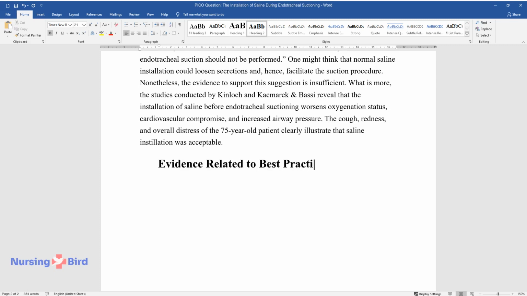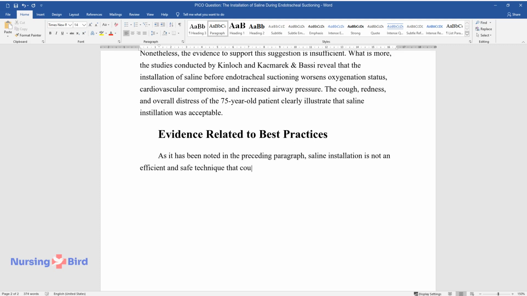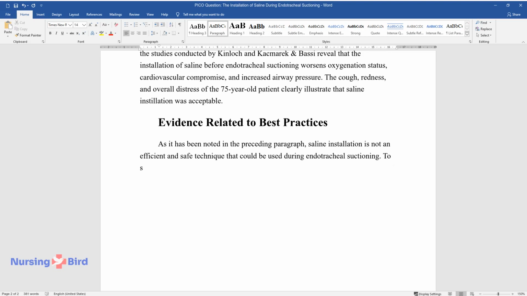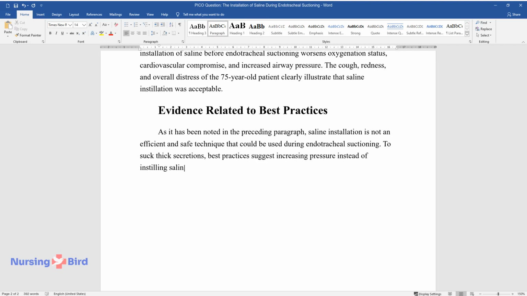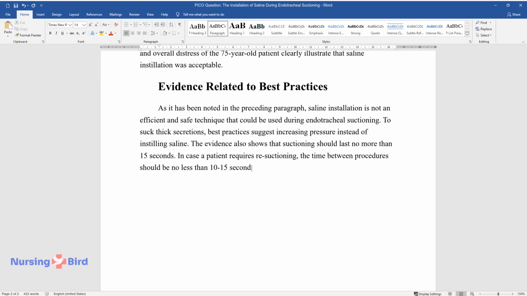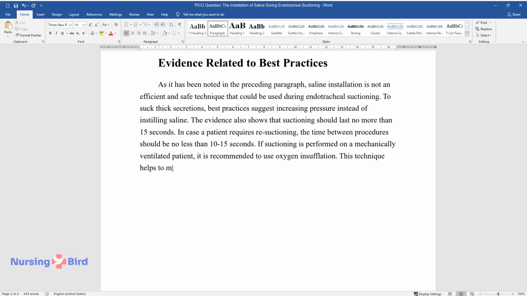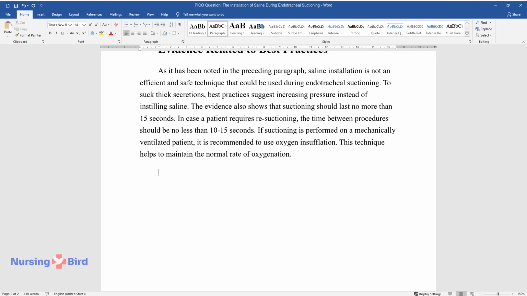Evidence related to best practices. As has been noted in the preceding paragraph, saline instillation is not an efficient and safe technique that could be used during endotracheal suctioning. To suck thick secretions, best practices suggest increasing pressure instead of instilling saline. The evidence also shows that suctioning should last no more than 15 seconds. In case a patient requires resuctioning, the time between procedures should be no less than 10 to 15 seconds. If suctioning is performed on a mechanically ventilated patient, it is recommended to use oxygen insufflation. This technique helps to maintain the normal rate of oxygenation.